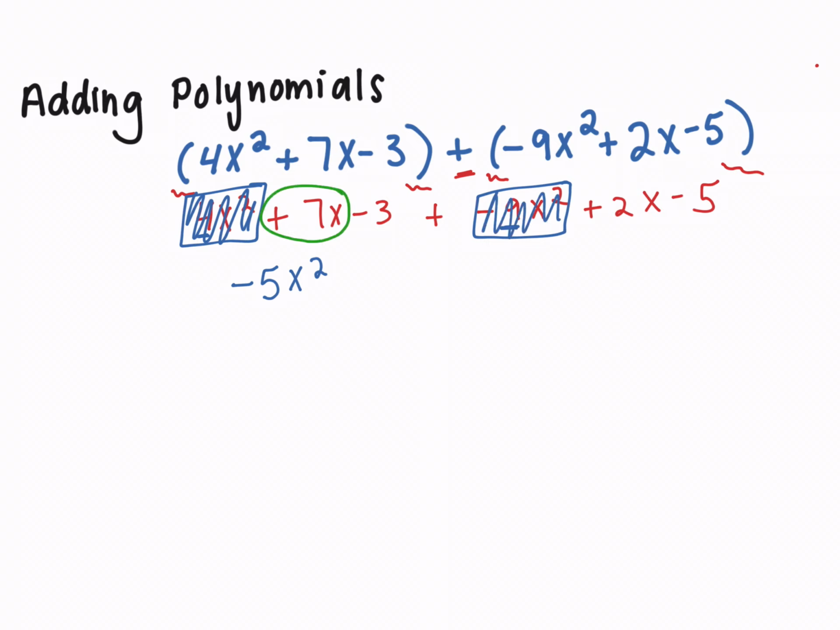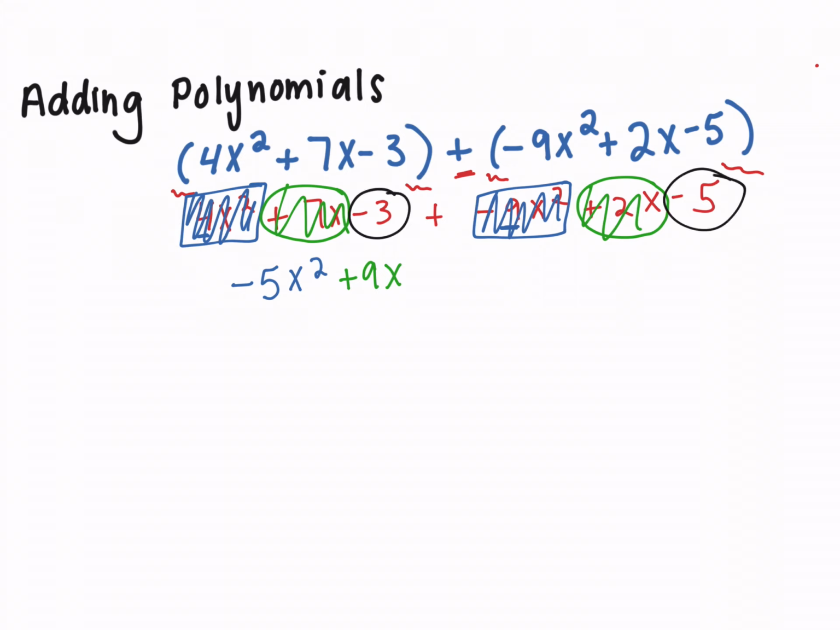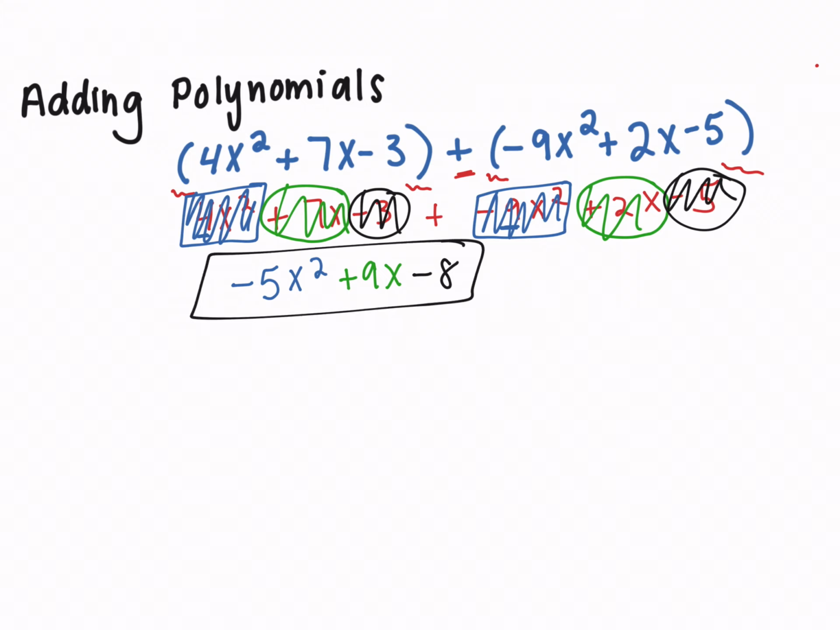I have a plus 7x. I'm looking through all my other terms, and I find I also have a plus 2x. When I combine those, I get plus 9x. Cross them off. Then my last term, I have a minus 3 and a minus 5. Combine those, I get a minus 8. So when I simplify this, my final answer ends up being negative 5x squared plus 9x minus 8.